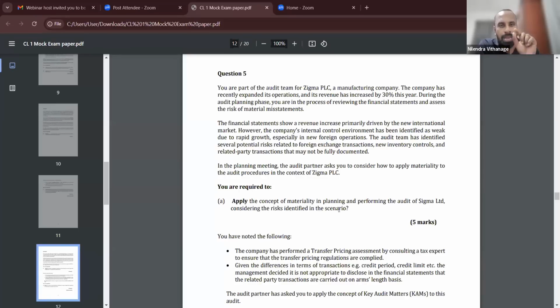Here, how about the risk of material misstatements on revenue? Is it high risk of material misstatements or low risk of material misstatements? Risk of material misstatements, high or low? What's your suggestion? High or low?